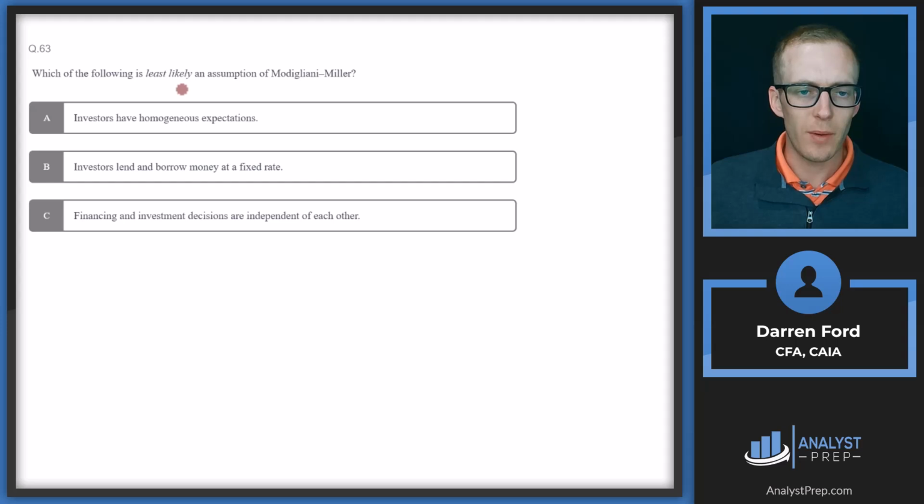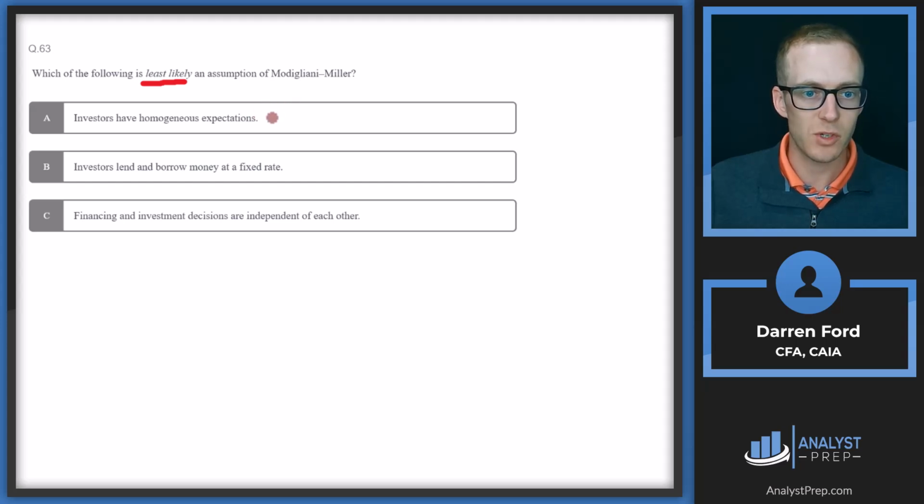Answer C. Which of the following is least likely an assumption of Modigliani-Miller? So we've got least likely, meaning 2 of these will be assumptions and 1 is not. And remember, this theorem is basically another market efficiency related theorem. And so with that in mind, let's dig into these answers.